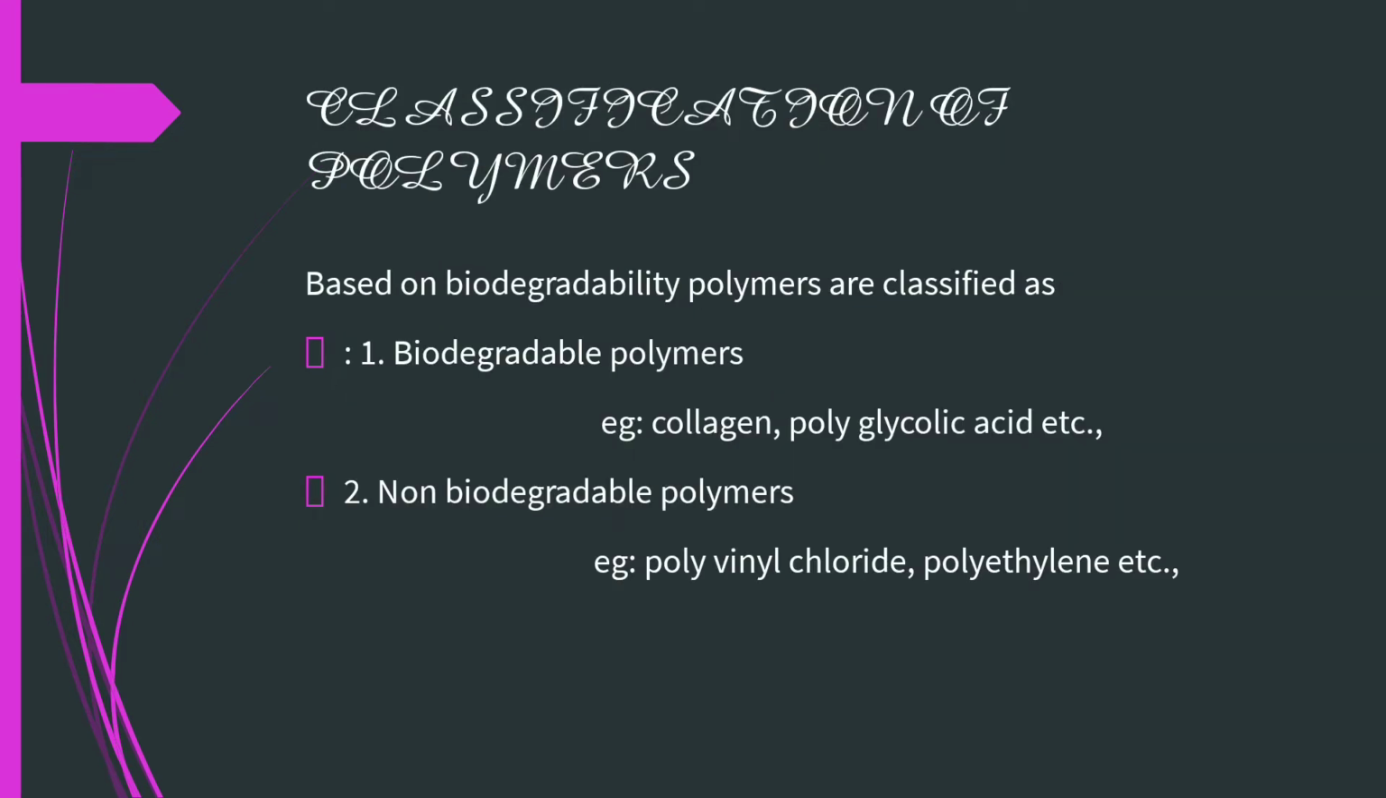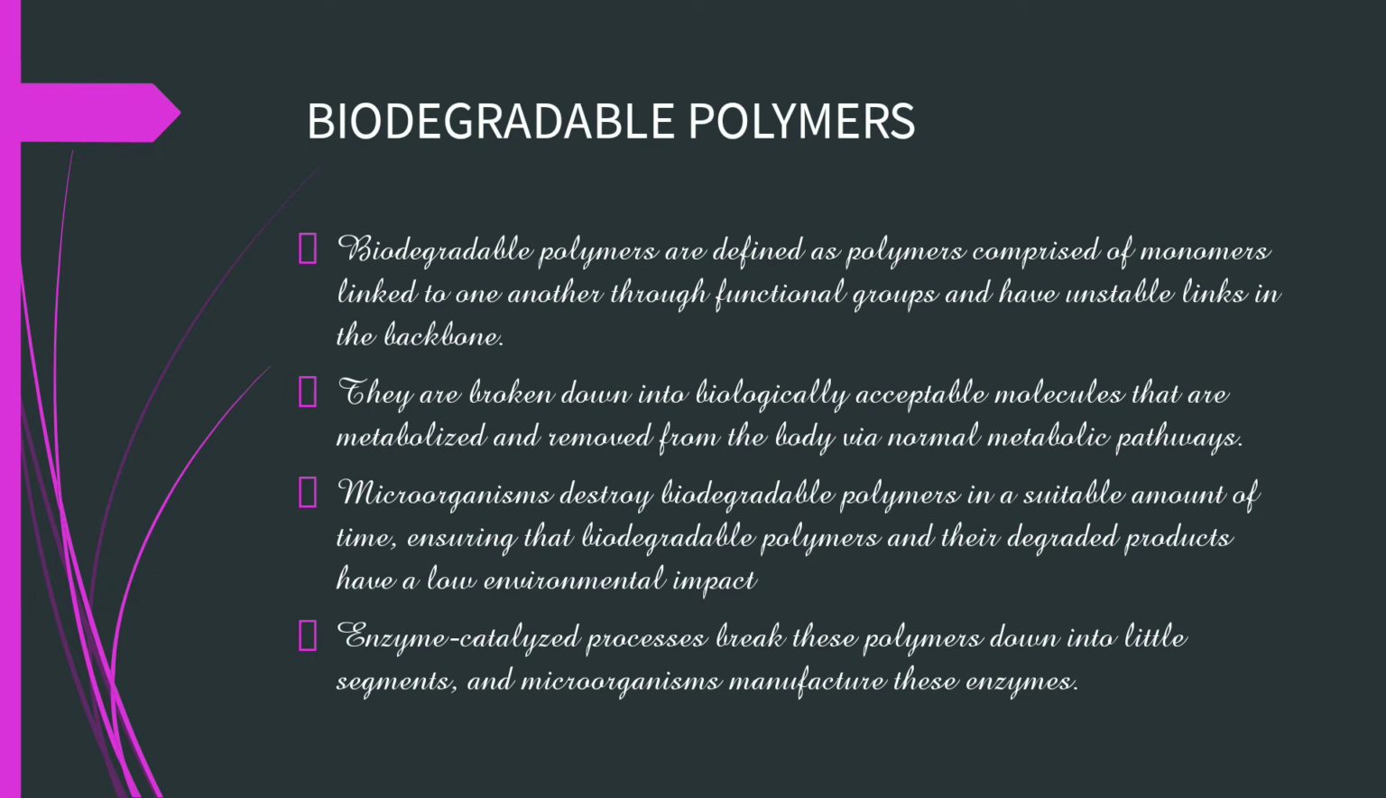Classification of polymers. Based on biodegradability, polymers are classified into two types. First one, biodegradable polymers. For example, collagen, glycolic acid, etc. These are the biodegradable examples. Second one is non-biodegradable polymers: polyvinyl chloride, polyethylene. These are the non-biodegradable polymer examples. Let us see what biodegradable polymers are.